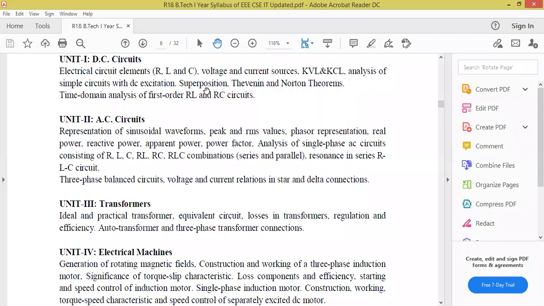Superposition theorem. Now you tell me, if I want to use the superposition theorem, minimum how many sources should be present? Minimum 2 sources. Yes or no? Minimum 2. If I am having one source, I cannot use the superposition theorem.